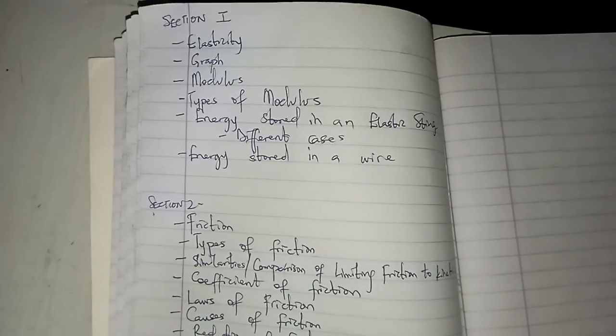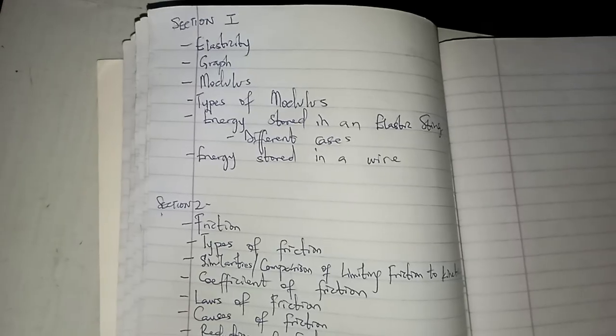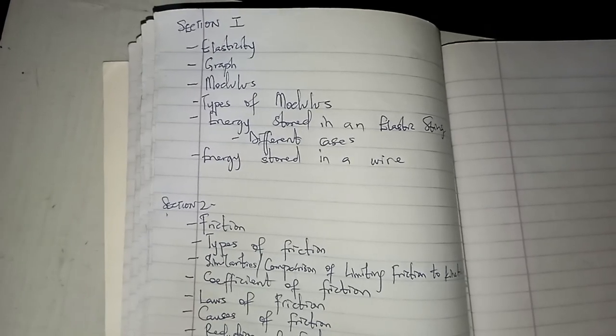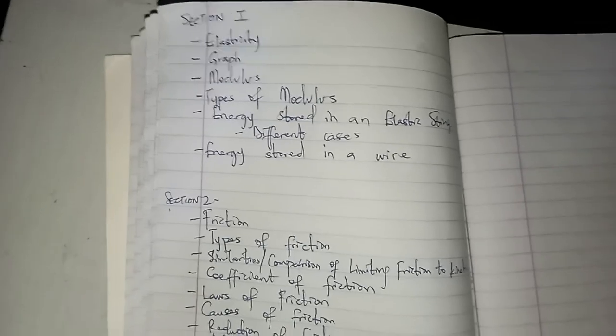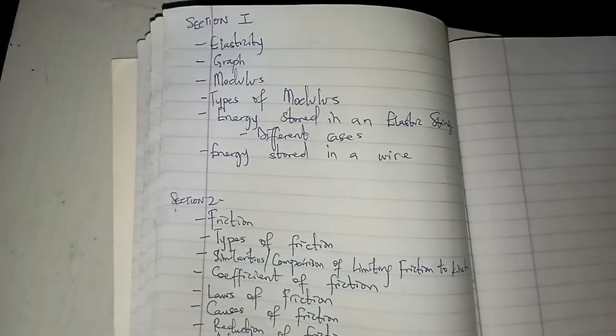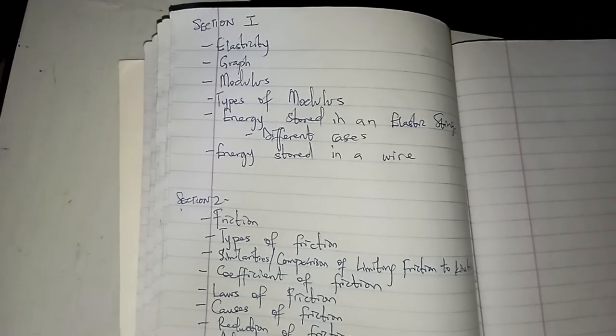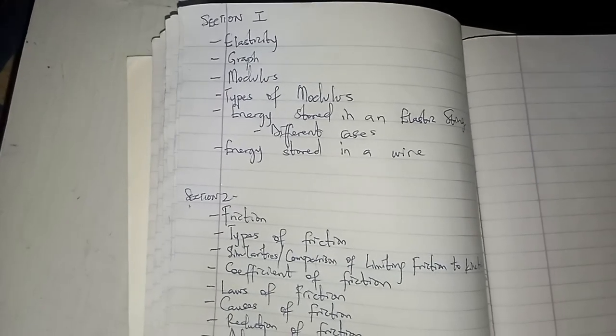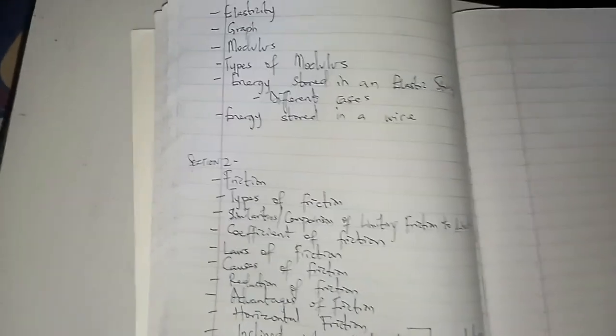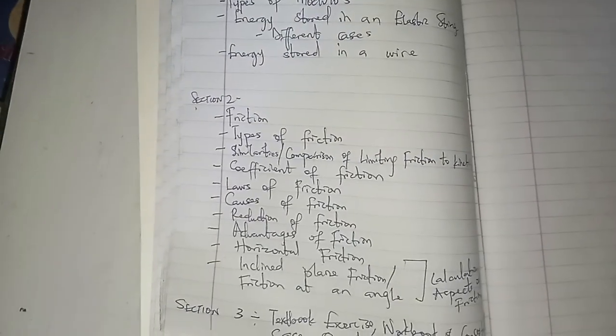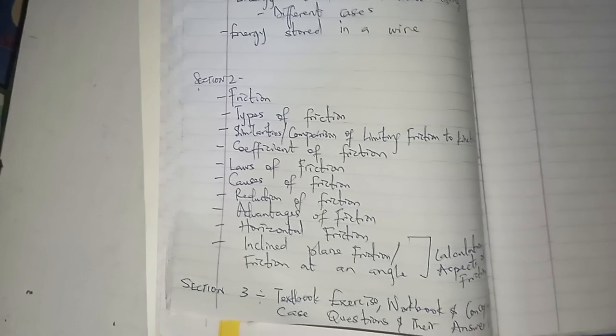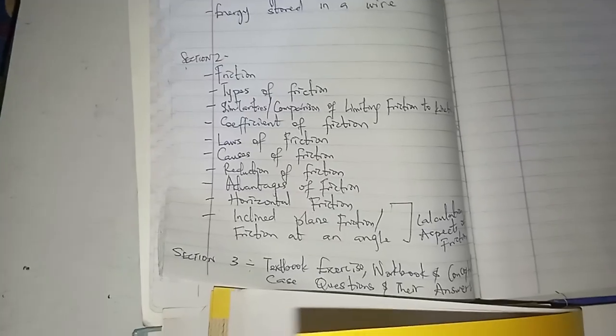In today's class, I'll be teaching you chapter 9, that is elasticity and friction. Under elasticity, I've sectioned it under areas of key concentrations. There you have it: elasticity, Hooke's law, Robert Hooke's graph, modulus, types of modulus, energy stored in an elastic string, the different cases, energy stored in a wire. So that's the section I'll be treating. In my next video, I'll be treating section 2, which is all about friction. Then the textbook exercises and conceptual case questions with the answers.